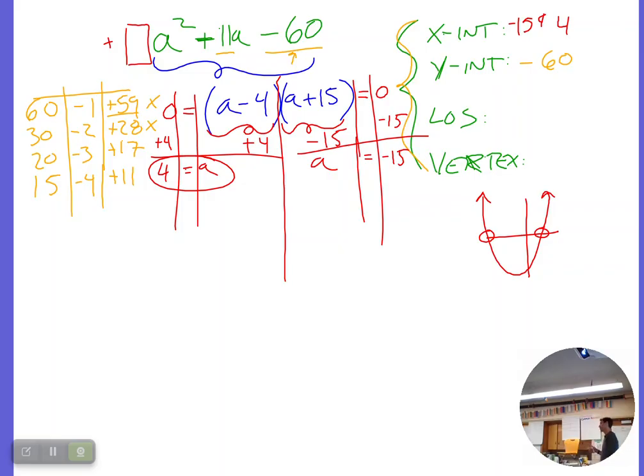The line of symmetry will be the average of the two x-intercepts. So how do I find an average? Add them and divide by how many numbers. Yeah. So we're going to add negative 15 and 4. It's negative 11. Divide by 2 because we have 2 numbers. Negative 5.5.